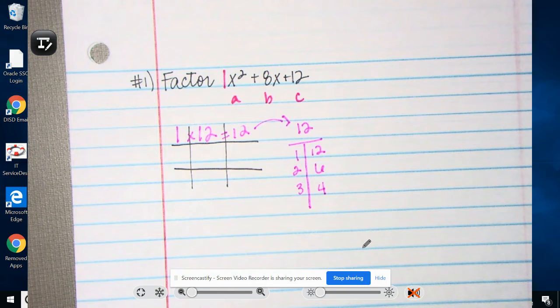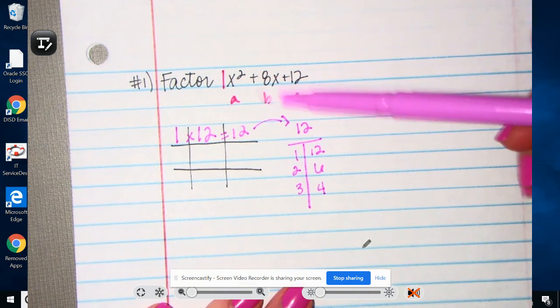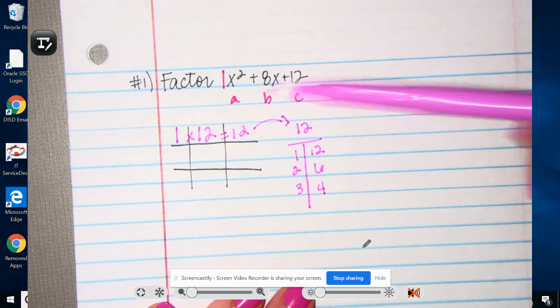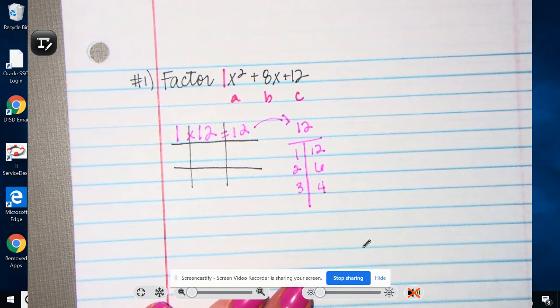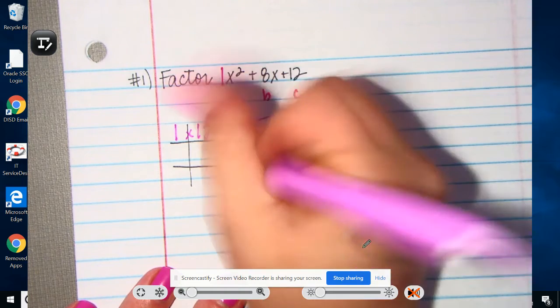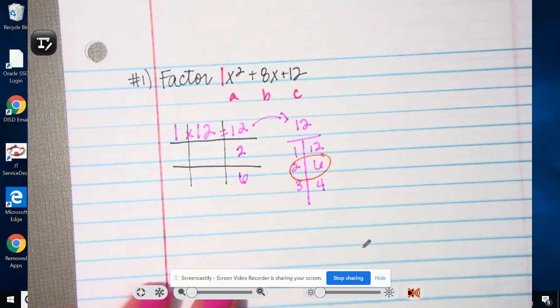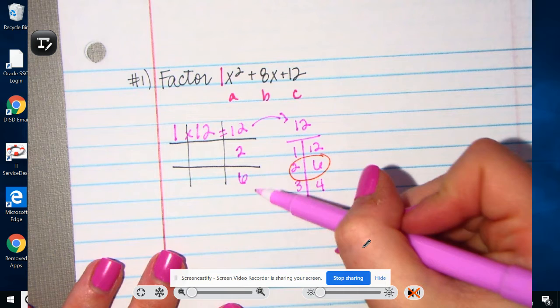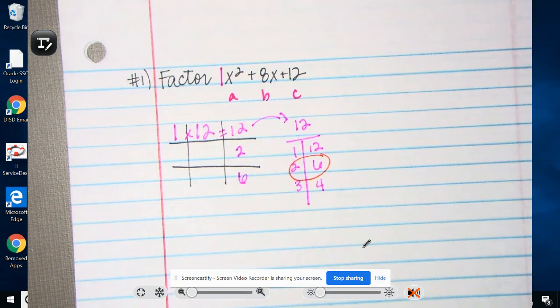So now that we have all of our factors, we need to figure out which set of numbers we're going to pick. And our value of B is going to tell us that number. So our two numbers need to add up to 8. And the only answer that adds up to 8 is going to be 2 and 6. So 2 and 6, and it does not matter if the 6 goes here or the 2 goes here. As long as you have the correct numbers, it won't matter.